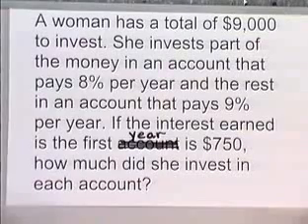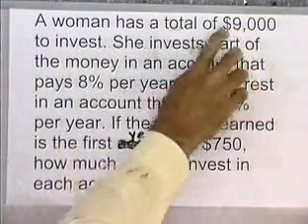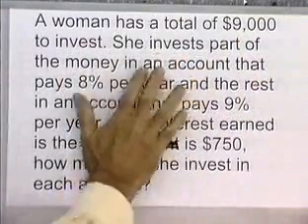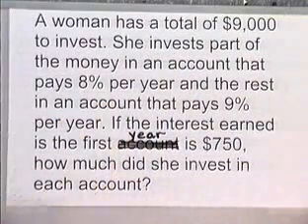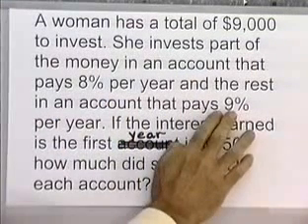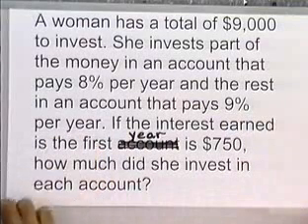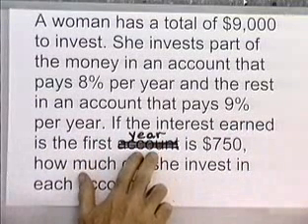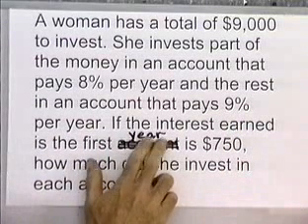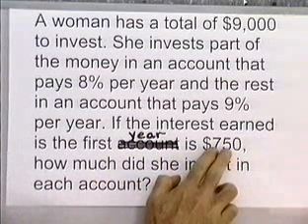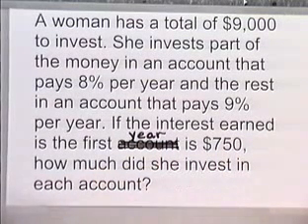A woman has a total of $9,000 to invest. She invests part of the money in an account that pays 8% per year and the rest in an account that pays 9% per year. If the interest earned in the first year, see I made a little typo right here so I had to cross it out, the interest in the first year is $750. How much did she invest in each account?